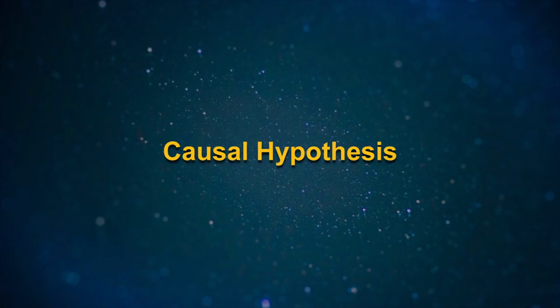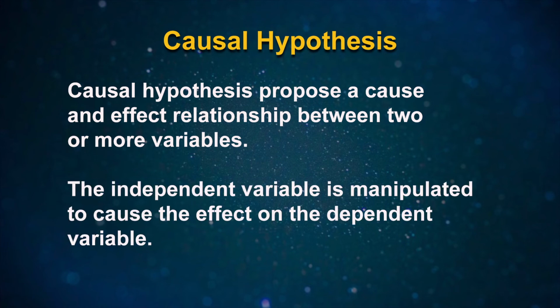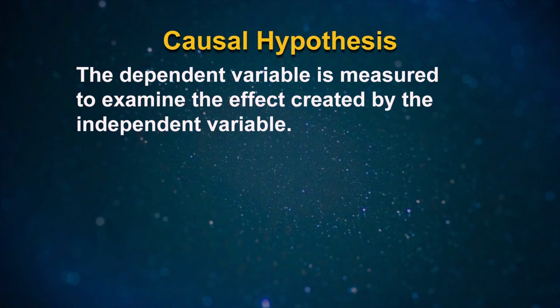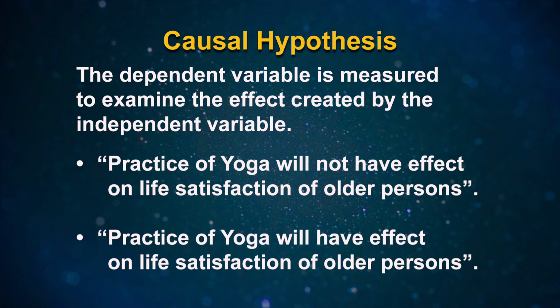Causal hypothesis. Causal hypothesis propose a cause and effect relationship between two or more variables. The independent variable is manipulated to cause the effect on the dependent variable. The dependent variable is measured to examine the effect created by the independent variable. Examples are: practice of yoga will not have effect on life satisfaction of older persons. Practice of yoga will have effect on life satisfaction of older persons.